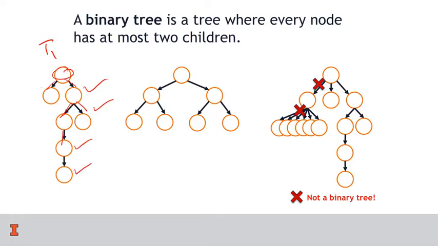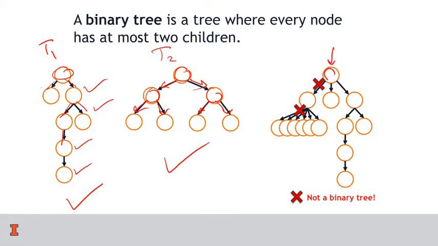Everything looks good. Here at tree 2, we have a root. It has 2 children. The left child has 2 children, and the right child has 2 children. This is also a tree, and is specifically a binary tree. And finally, this last tree, we see here's the root.